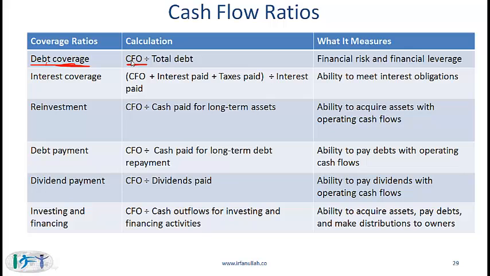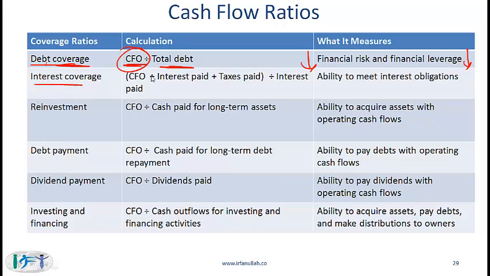This is the cash flow from operations, so how much cash flow a company is generating, divided by total debt. You want a high ratio because for a certain level of debt, a high cash flow from operation is a good thing. If you have low total debt and high cash flow from operation, that means that the financial risk and financial leverage is low.